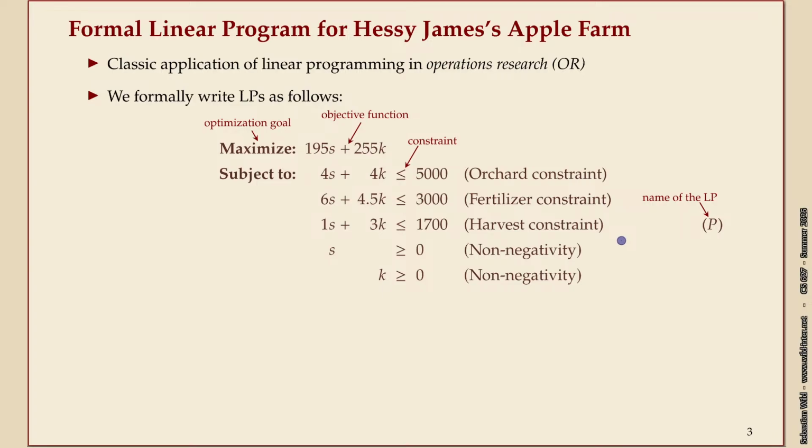And the other three are just reading off from the slide. The total space is bounded by 4 times the total number of trees. And then for the fertilizer and harvest hours, you get these two. Okay? So far, so good, right?